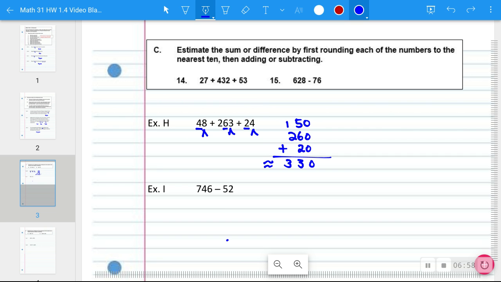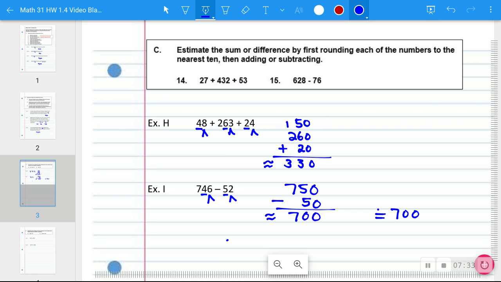Now the same technique is going to be used in this next one. If you round 746 to the nearest 10, it's actually 750. And then 52, when you round it to the nearest 10, is closer to 50. So this is close to 700. And we'll put the little wavy equal sign. Another version of that wavy equal sign is simply an equal sign with a dot above it. So that means approximately 700 also.